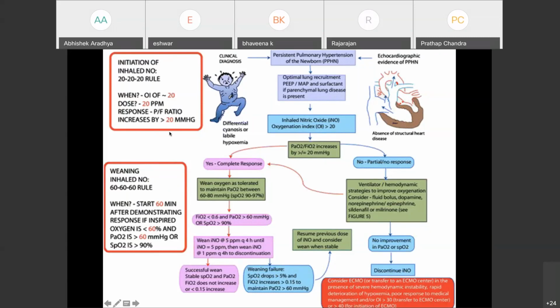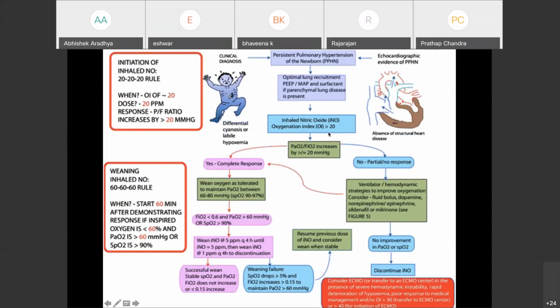When you come to weaning of the nitric oxide, you follow the 60-60-60 rule, where every 60 minutes you start weaning after demonstrating a very good response to nitric oxide. What is that response? Your FiO2 should be less than 60%, and your PaO2 should be at least about 60 millimeters of mercury, or your saturations are showing at least about 90%. So when you initiate iNO, you follow the 20-20-20 rule. When you are weaning the iNO, you follow the 60-60-60 rule.